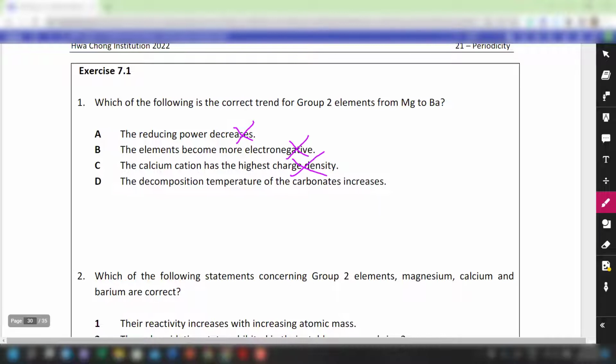Mg2+ has the largest charge density because Mg2+ has the smallest cationic size. Okay, thermal decomposition temperature of the carbonate increases. This is correct, and we have already verified that in the above discussion.